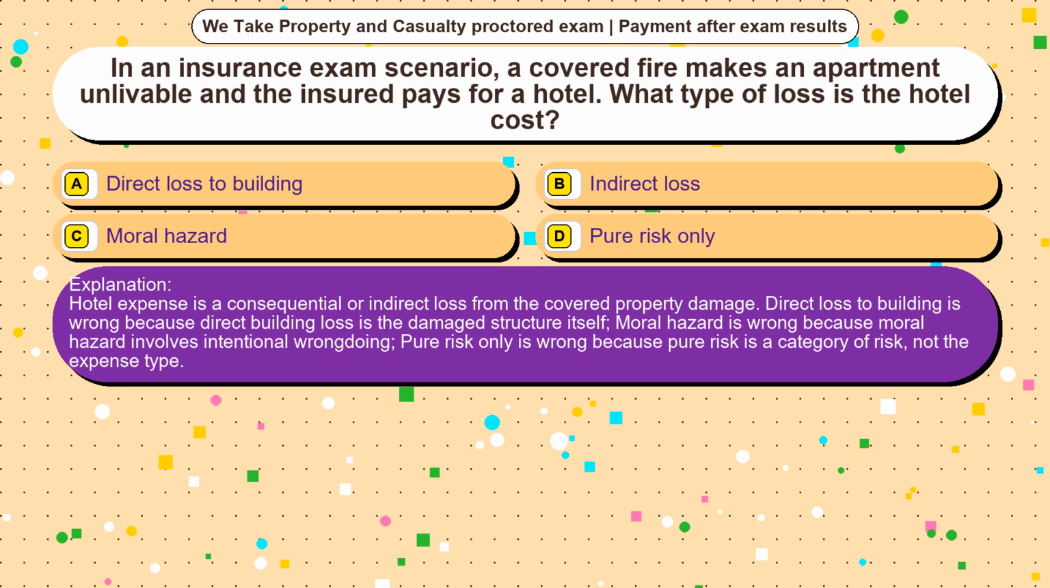Direct loss to building is wrong because direct building loss is the damaged structure itself. Moral hazard is wrong because moral hazard involves intentional wrongdoing. Pure risk only is wrong because pure risk is a category of risk, not the expense type.